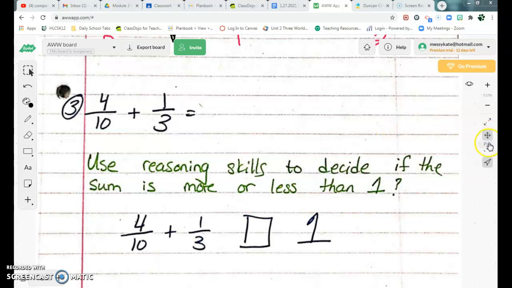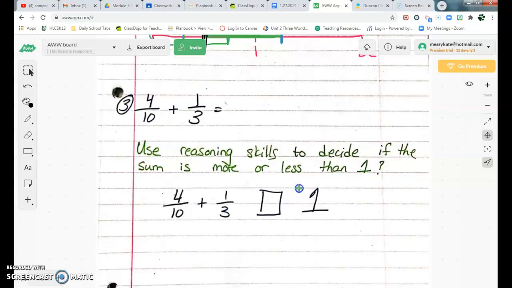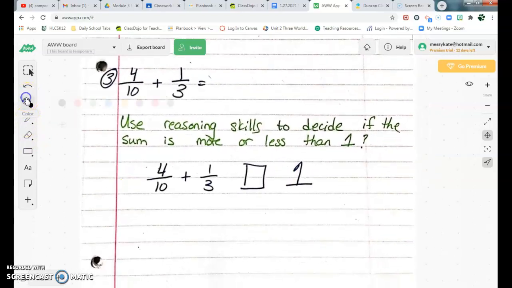Alright guys, welcome back to the second part of our math note video. I'm going to go through and work on this last problem with you guys together. So looking at 4/10 plus 1/3.